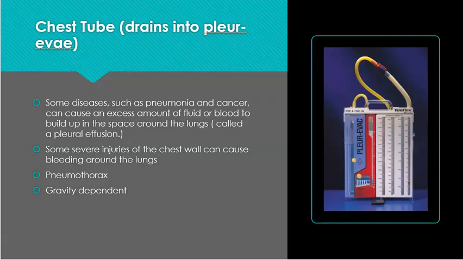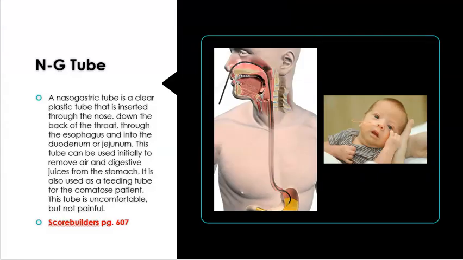NG tube is next, so kind of bouncing around, but this is on page 607. So another feeding tube, but this is through the nasal. The nasogastric tube is a clear plastic tube inserted through the nose. So again, the other one was a G tube where it was directly to the stomach. This one's going through the nasal, through the esophagus and into the duodenum.